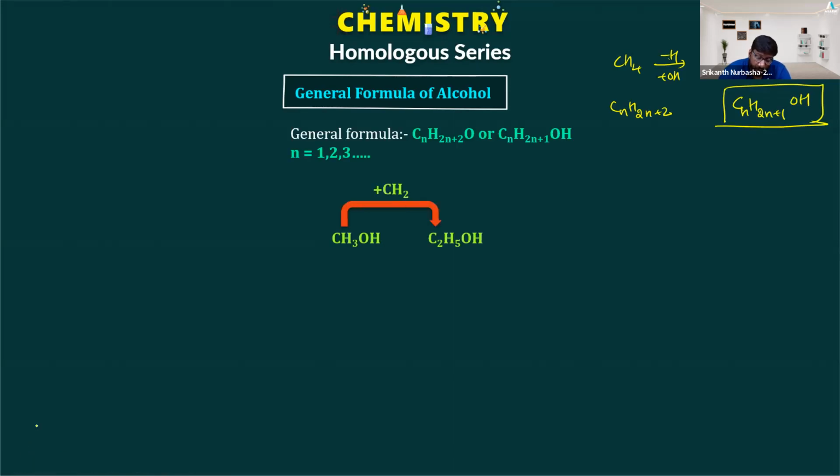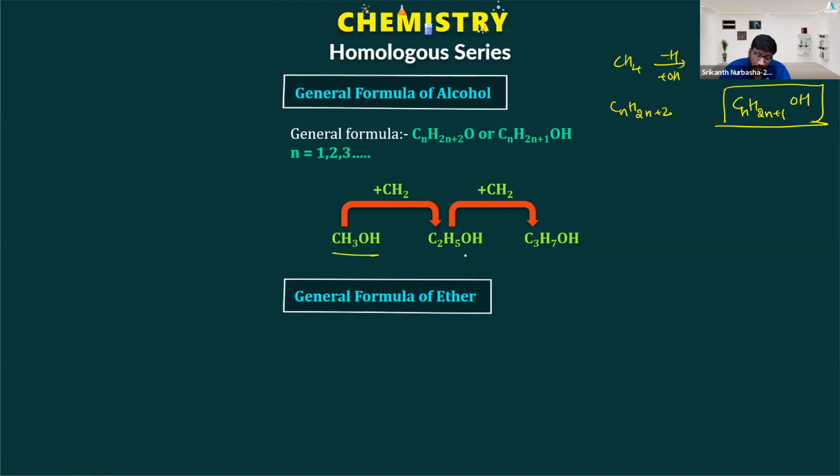CnH2n+1OH. So that is CH3OH, C2H5OH, C3H7OH. All these are different alcohols. CH3OH, C2H5OH, C3H7OH. General formula of ether. Ether will be having what type of formula?